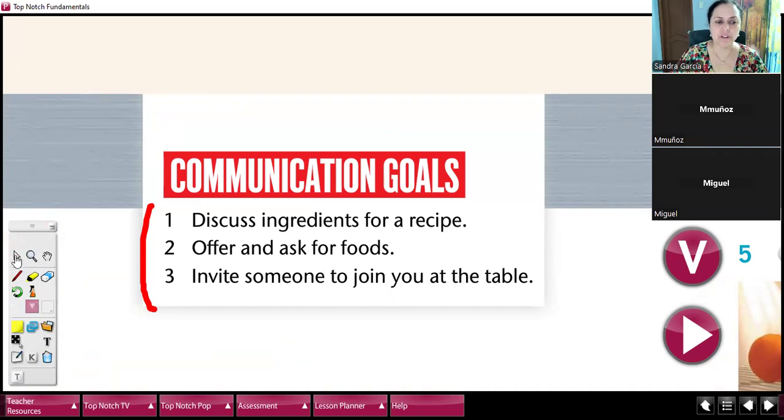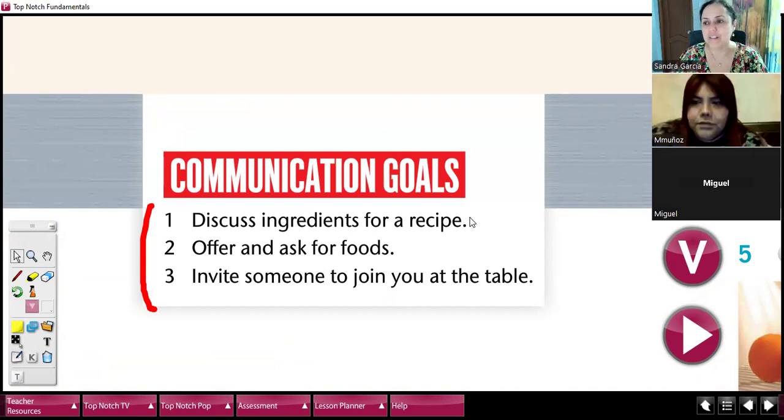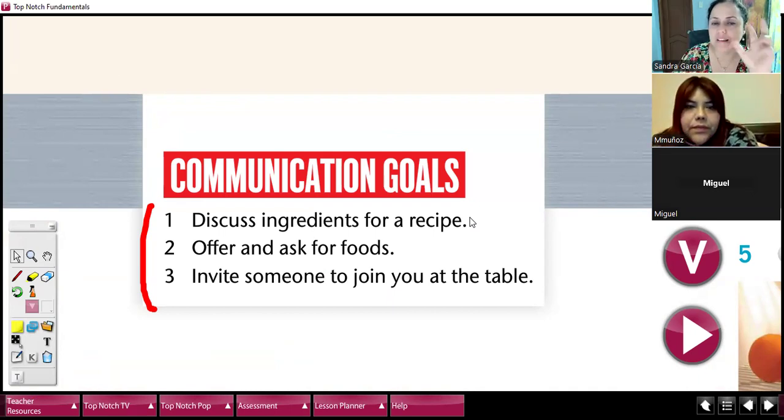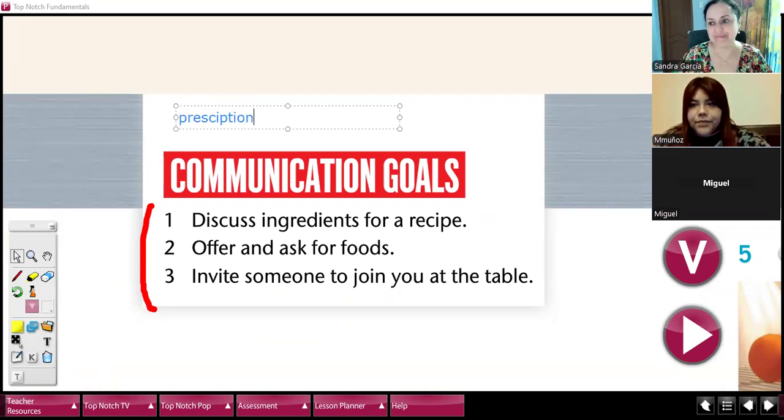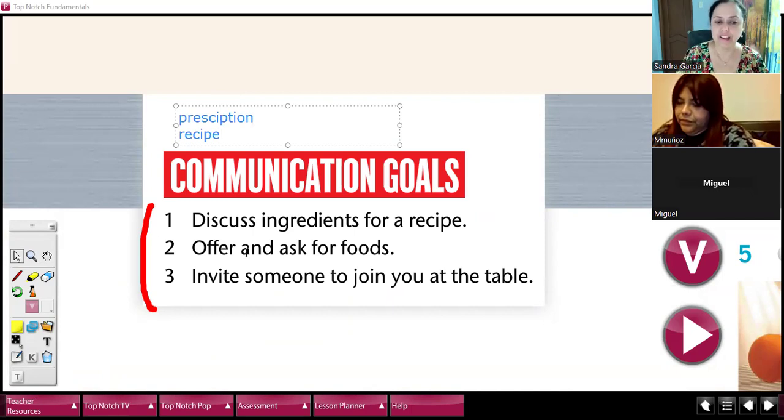Very good. So first of all, you say discuss, que es hablar. Ingredients for a recipe. Receta de cocina. Recipe. Can you repeat? Miguel and Maria say recipe. Recipe. Okay. Recipe es receta de cocina y receta del doctor. Prescription, right? So prescription is from a doctor and recipe, de cocina. Very good.